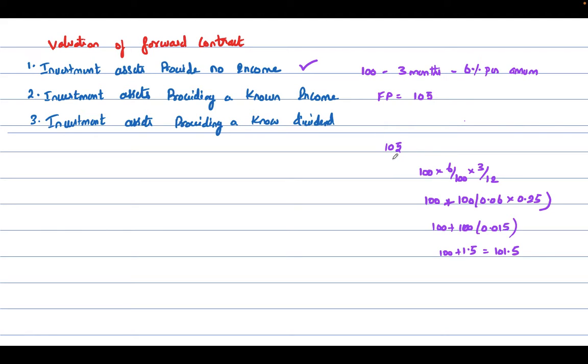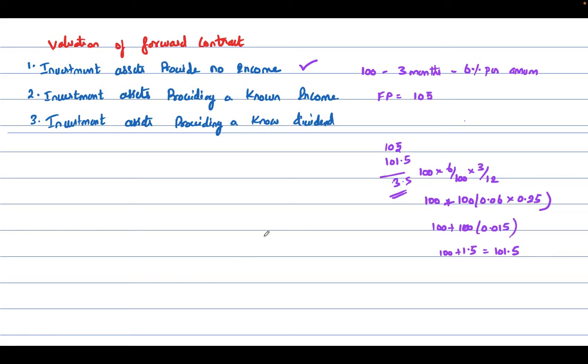With the short forward contract, you will deliver the shares and you will get 105. By getting this 105 from the forward contract, you will pay 101.5. So the balance is the profit which we are making. That is 3.5 is the profit we are gaining out of it.